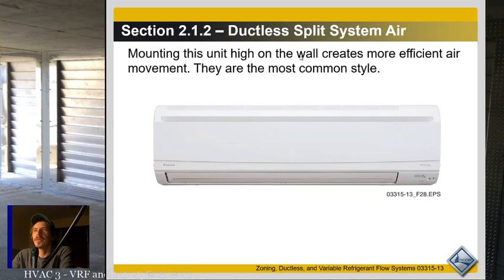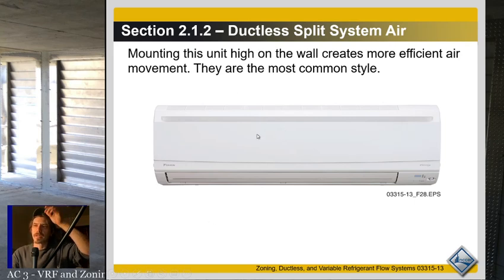Mounting this unit high on the wall creates more efficient air movement. They are the most common style. Your wall mounted units are your most common. Air goes in the top, right here in this grill in the top, and comes out through the fins on the bottom. You usually have a minimum distance from the top of the unit to a ceiling because you need enough room for air to be sucked into the return. There are systems where that requirement is 2 inches. There are systems where that requirement is 8 or more inches. So it's a very important installation note.